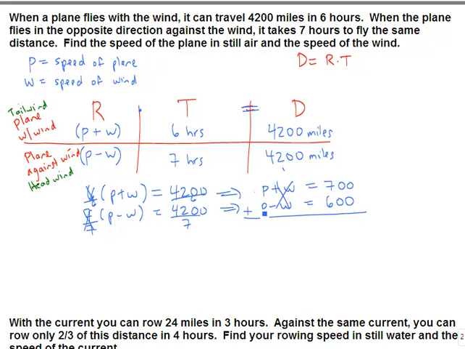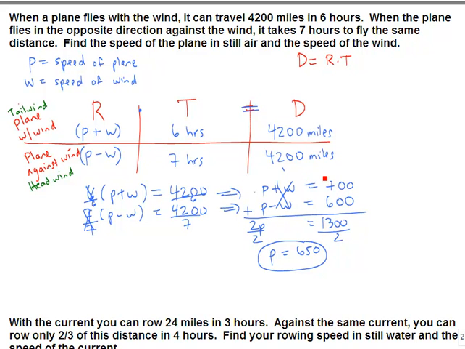So I get P plus P, which is 2P, 700 plus 600 is 1,300, and if I divide through by 2, then I get P is 650. Now that's just the value of P. We still need to find the value of W. You can get that from these two original equations over here, or you can get it from the more simplified equations over here. And that's where I like to look.